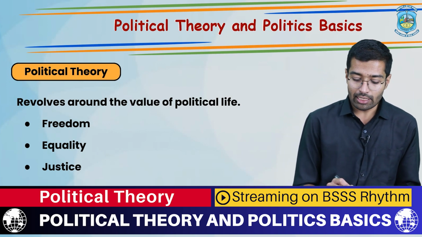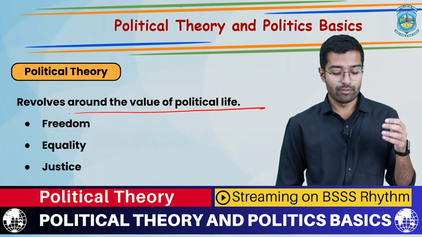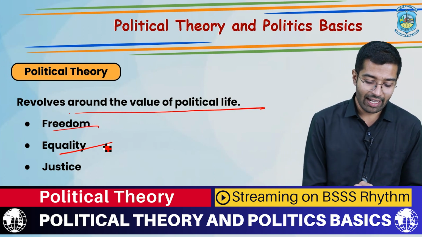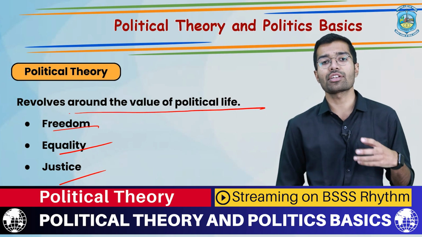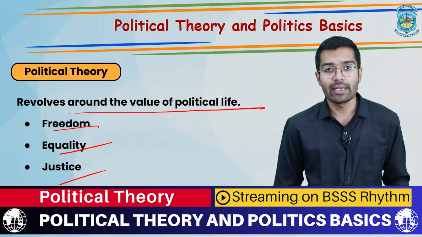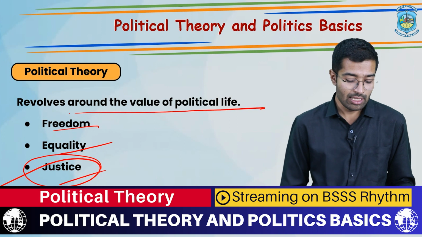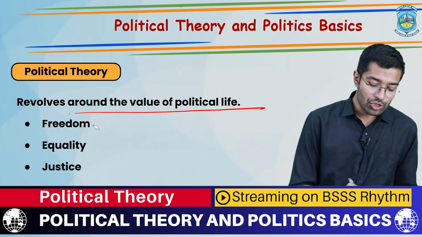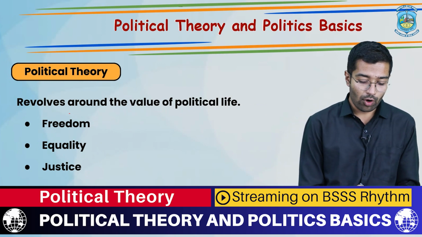Now, political theory revolves around the value of political life. Basically, the value of political life means in politics, we talk about freedom, equality, and justice. As I have just explained, all the institutions are working for these things only. The parliament is trying to make laws that ensure justice, equality, and enhance our freedom. The Supreme Court is working for justice.